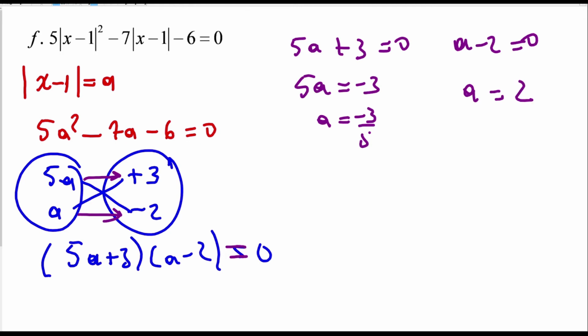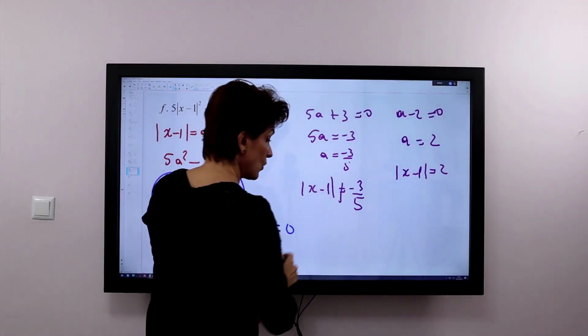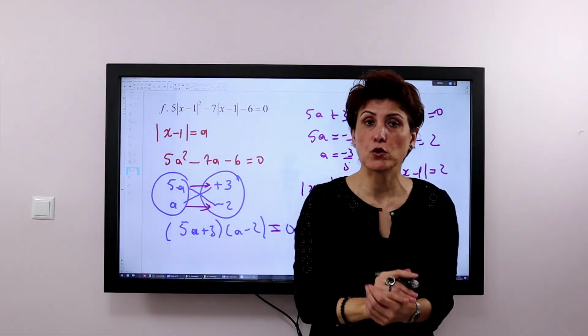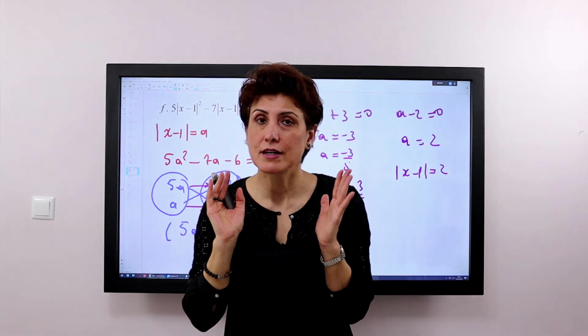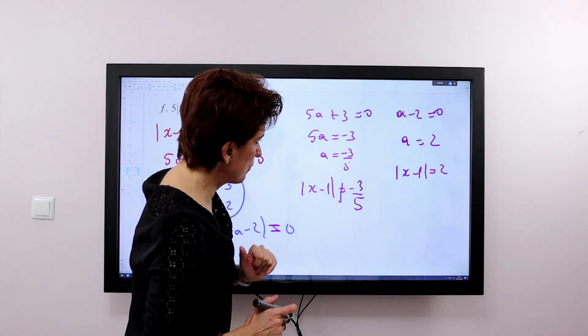Got it? Here. What was the a we created? We need to come back, right? Here, a was |x - 1|, so |x - 1| = -3/5. This can't be equal. What we said at the beginning of the lesson: absolute value can't be equal to a negative number. So you can't find any solution from here.